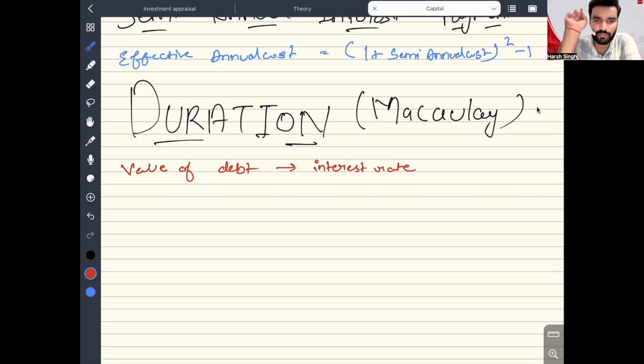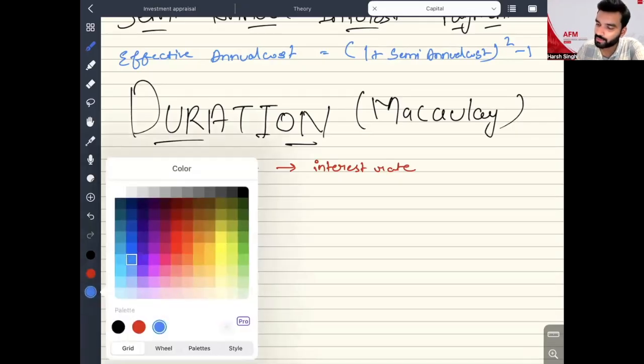Now we have to understand one part over here. There is a concept called Macaulay duration. Remember, when market yield falls, the price of bond will rise. Market yield, guys, I'm talking about market yield. When you have to calculate the present value, you use market yield as a discounting factor. So now, just remember this line, everyone.